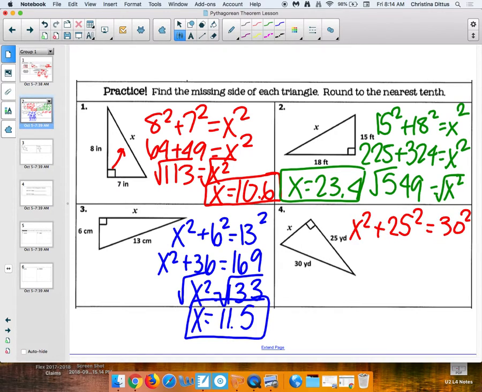You guys agree with what Caleb said? X squared plus 25 squared equals 30 squared? Yeah, I think so. 30 is across from my right angle, so it has to go by itself. Doesn't matter what else goes in what order. How about 25 squared?